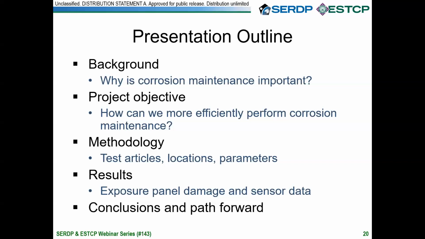And then the methodology of the test, a little overview of the test articles that we're using, where we're actually doing our testing, and some of the parameters that we're using and collecting. Results is a little bit premature. I guess we should really say results so far. This is an ongoing project, so we're still in the middle of data collection, trying to wrap up, but we keep thinking of a little bit more that we want to go out and get, or maybe we just haven't seen enough. So we'll go over that, and then again, conclusions and path forward, at least what we've seen so far and where we see this going in the future.